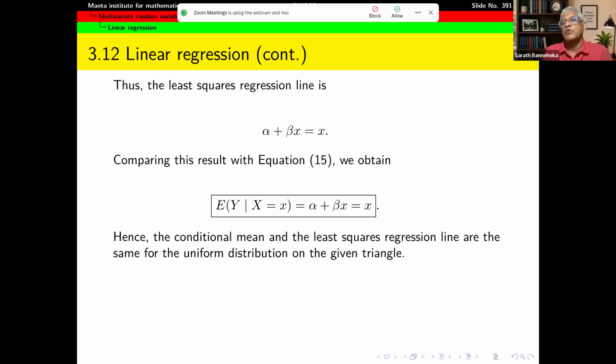So those are two special examples where the expected value of y given x, which is the best predictor among all predictors, is the same as the linear least squares regression predictor.